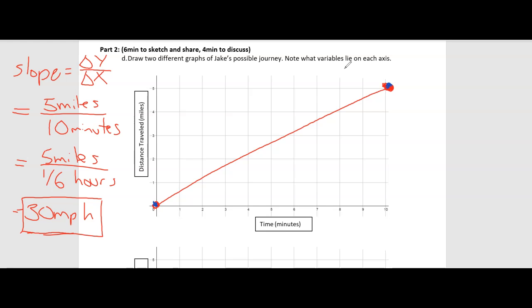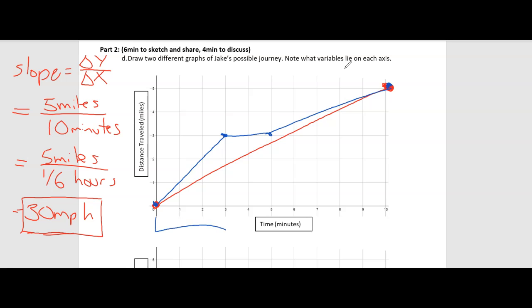But let's say for the first 3 miles, it only took him 3 minutes. Then he waited at a stoplight for 2 minutes, and then he continued his journey to the store. So right away, we see that there's 3 different slopes here because there's 3 different segments.